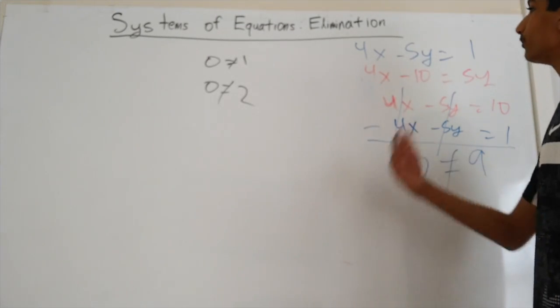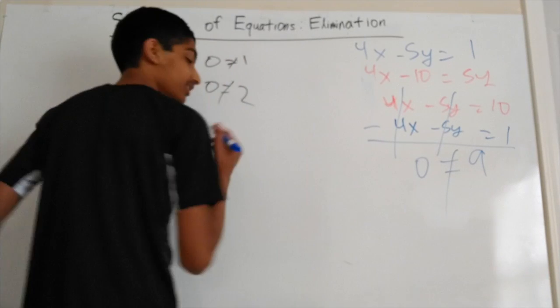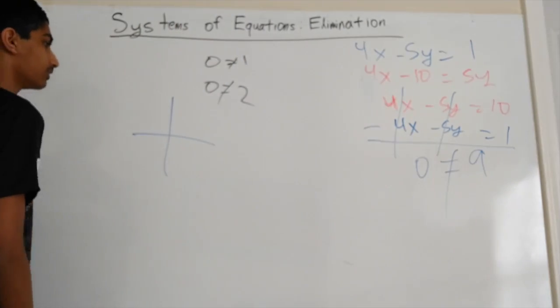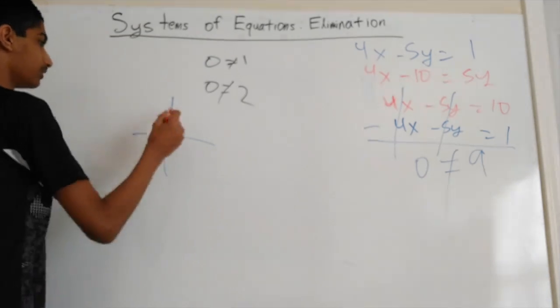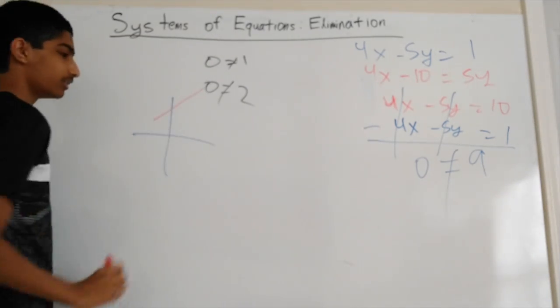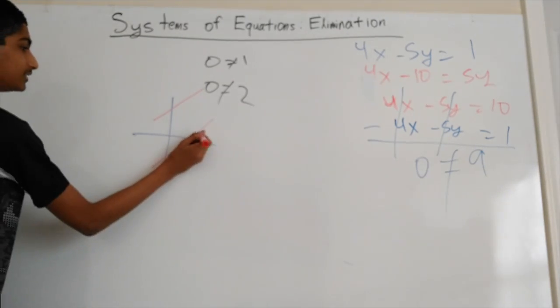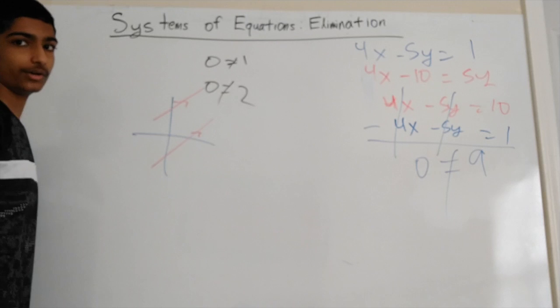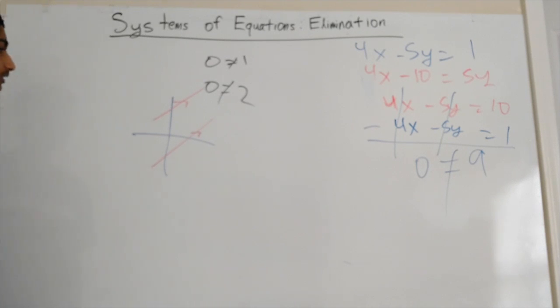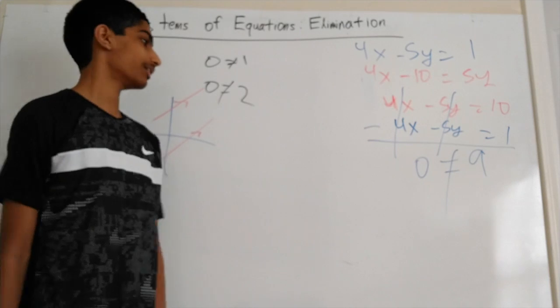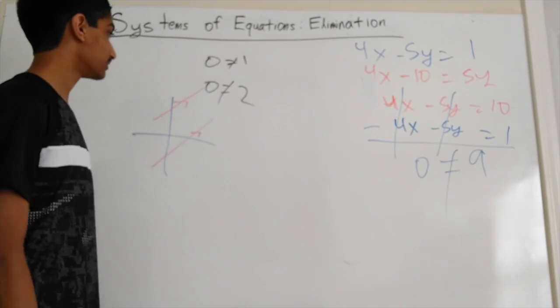And basically, when you see this, and you look at a graph, it will look something like this. One line will be here, and one line will be here. And they'll have the same slope. Otherwise, they'll intersect somewhere. So they'll have different intercepts, but same slope. Okay, so that's all for the special cases.